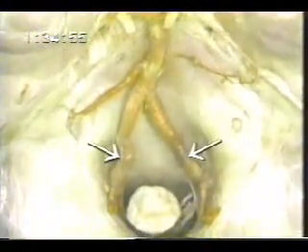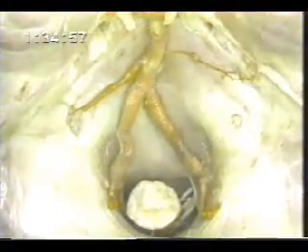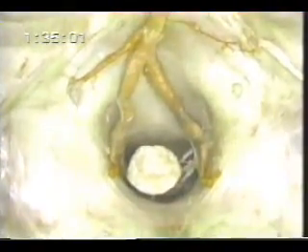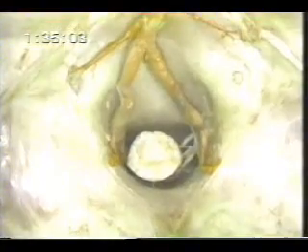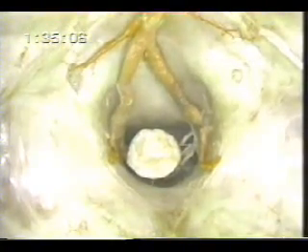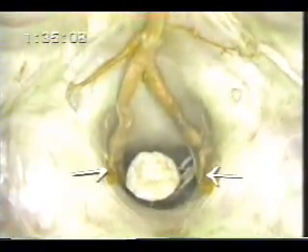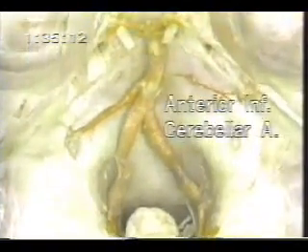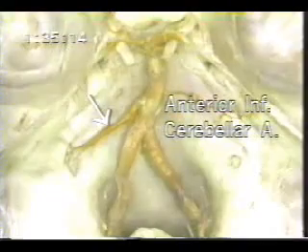Now we'll go round to a view from behind to see the vertebral and basilar arteries and the vessels that arise from them. Here are the two vertebral arteries joining together to form the basilar artery. Down here, 4 inferior cerebellar arteries usually arise, 2 posterior and 2 anterior. These are the posterior ones. In this specimen, the anterior ones are represented by this one vessel.